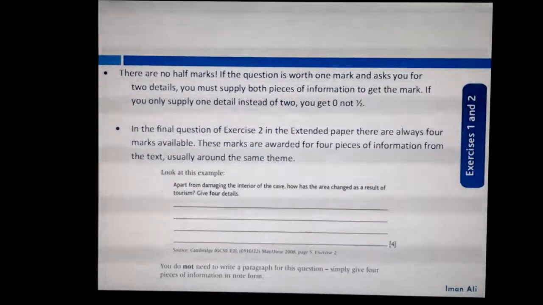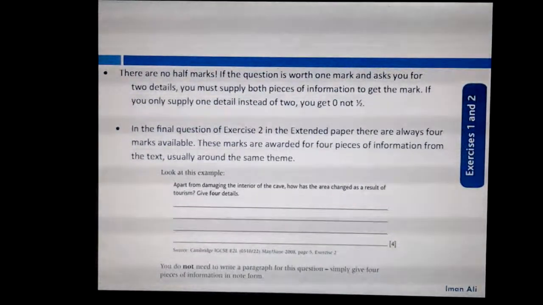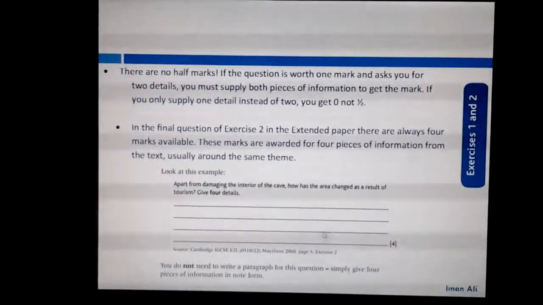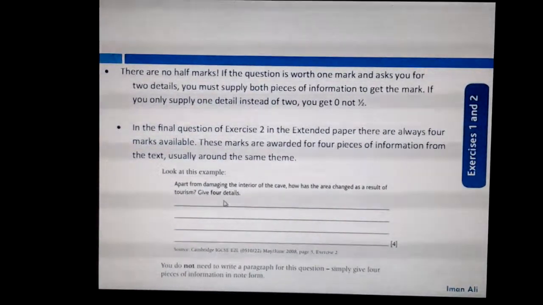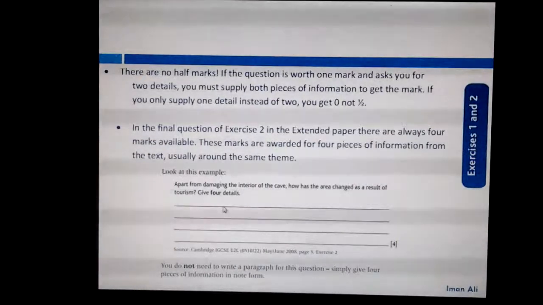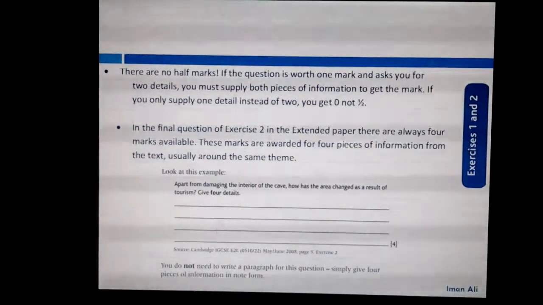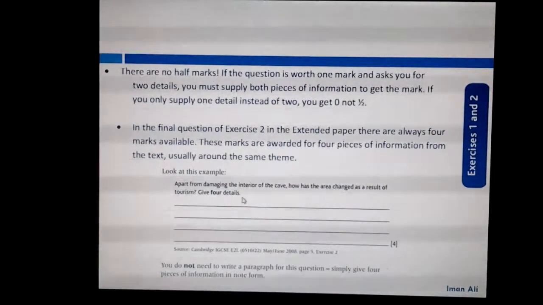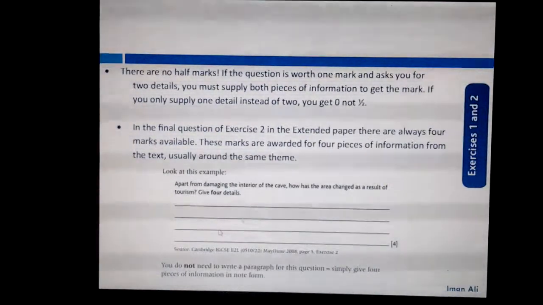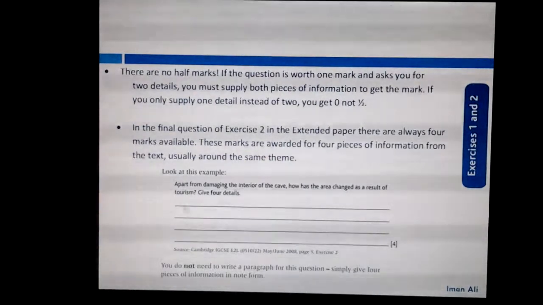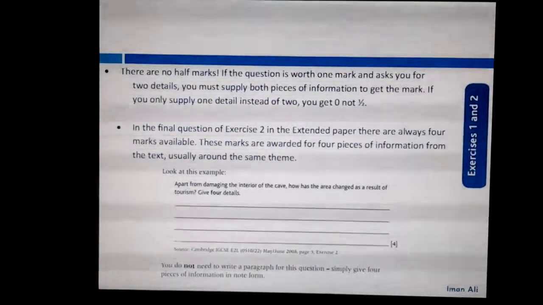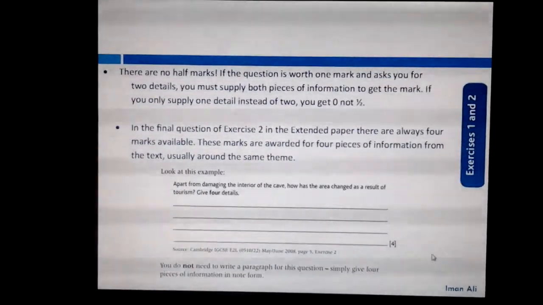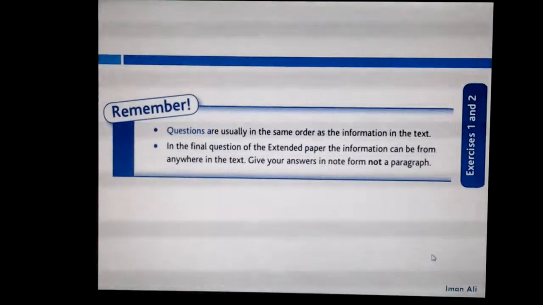In the final question of Exercise 2 in the extended paper, there are always 4 marks available, for which most of the time they will give you 4 lines, and you are required to write 1 detail on each line. So 4 lines doesn't mean you need to write whole big paragraphs and be creative. You just have to write the points on lines 1, 2, 3 and 4. Remember, no paragraphs there.